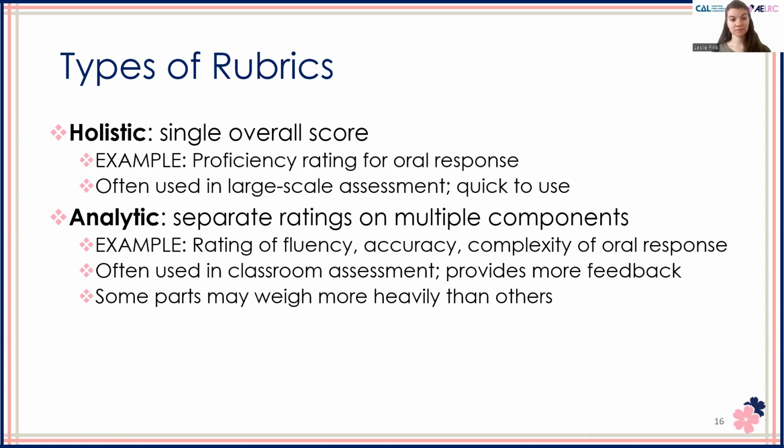Our second type of rubric is an analytic rubric. This rubric gives separate ratings on multiple components, such as fluency, accuracy, and complexity of a spoken response. Analytic rubrics are often used in classroom assessment because they provide more feedback. They can also allow you to weight some parts more heavily than others, which may be useful for emphasizing areas you want students to focus on or improve. We will show examples of both types and then focus on analytic rubrics during the second half of our webinar today when we talk about creating, using, and aligning rubrics.